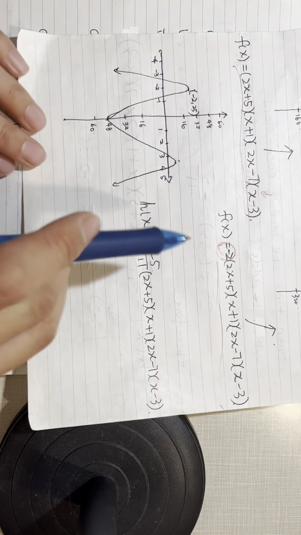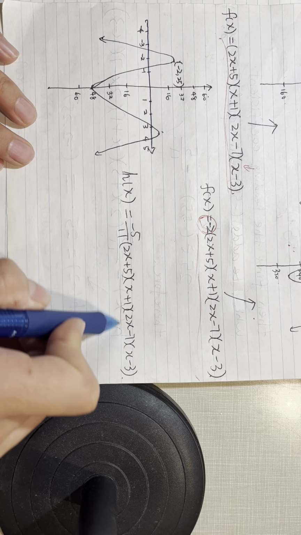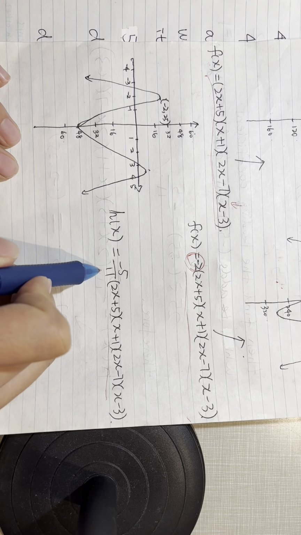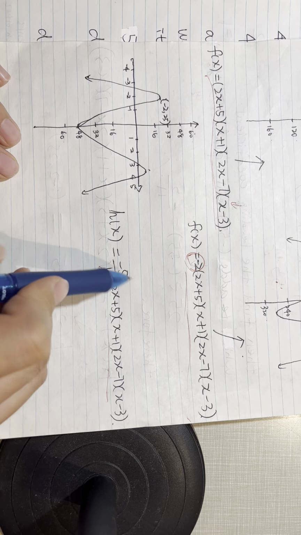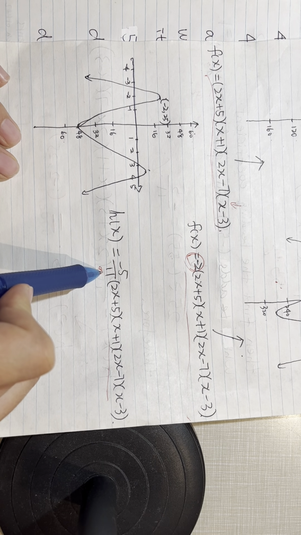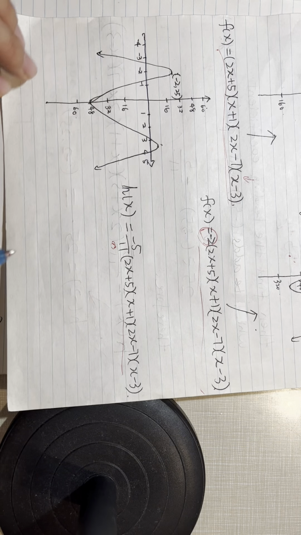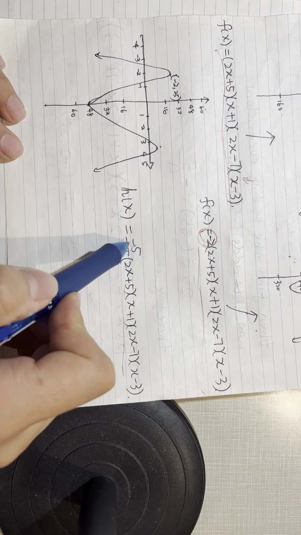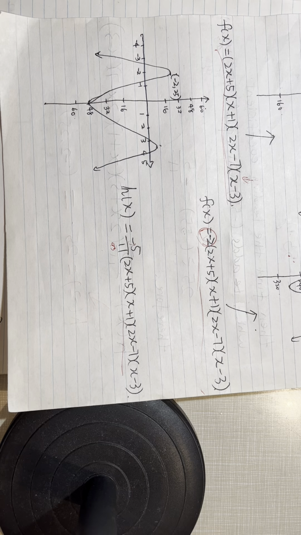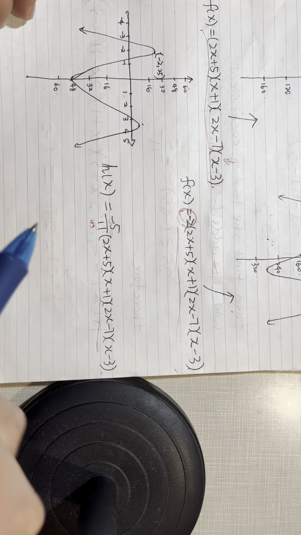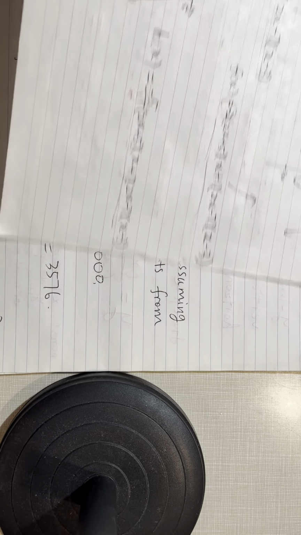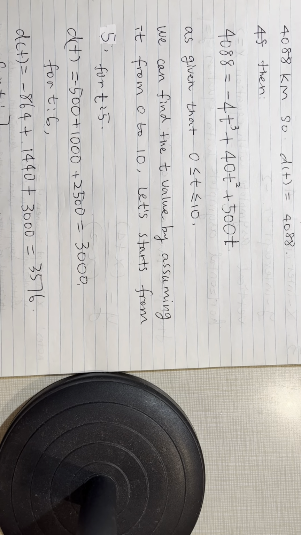And our final equation also keeps all the zeros the same. The only thing that changes is the leading coefficient, which becomes -5/11. Also, because it's negative, the graph is upside down. Okay, now let's move on to the next question.